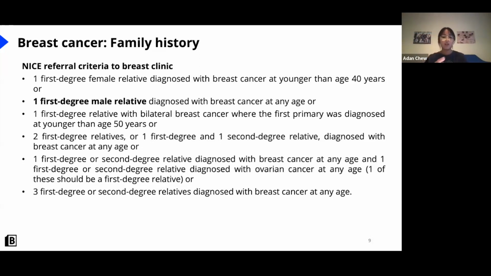second-degree relatives affected at any age, or 3 first-degree or second-degree relatives diagnosed with breast cancer at any age. The second one is with breast cancer and ovarian cancer respectively. So just remember that it's 2 relatives for the first part and 2 relatives for the second part, if that makes sense.